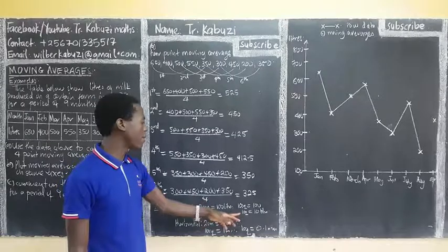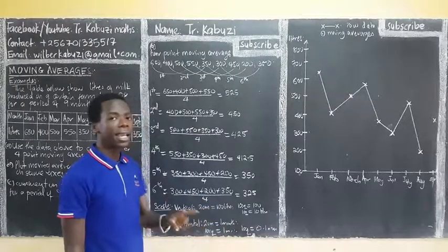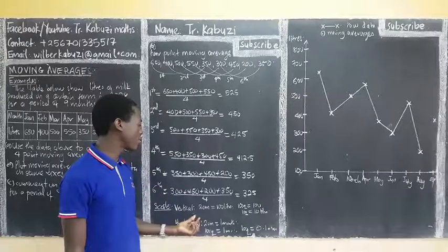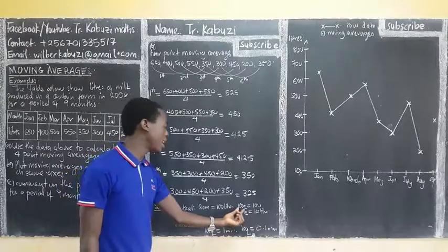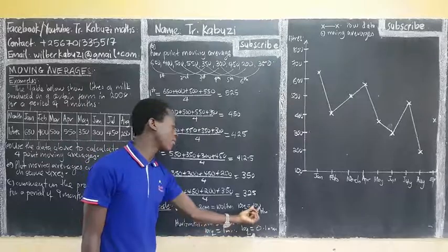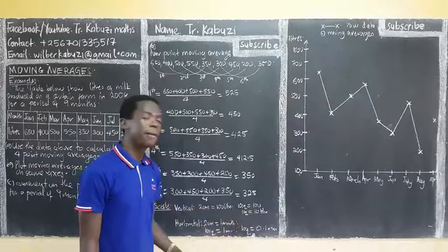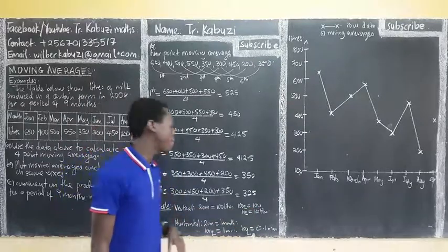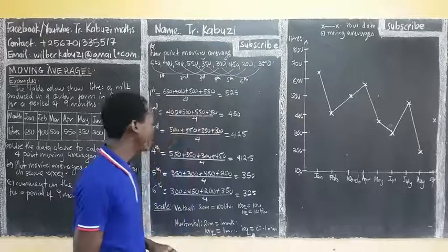Each small square represents, remember in 2 centimeters, there are 10 small squares. That's why 2 centimeters are equal to 10 squares, but every 2 centimeters was 100. So you divide through by 10 to know what each small square represents, which is 10 liters.